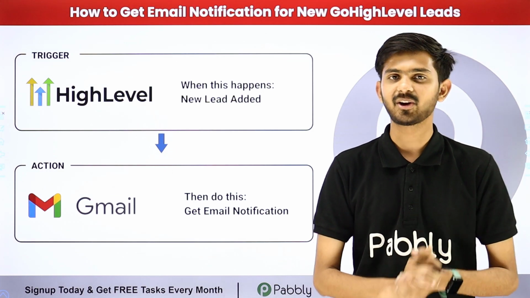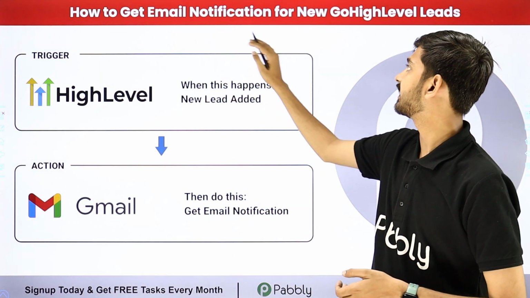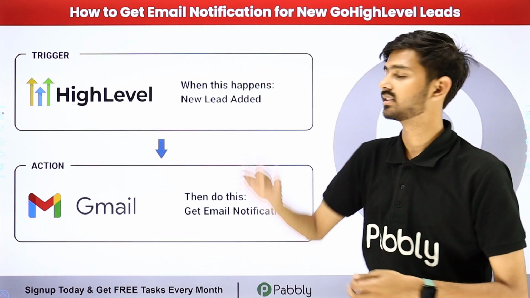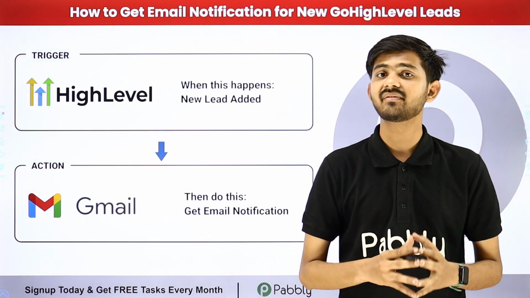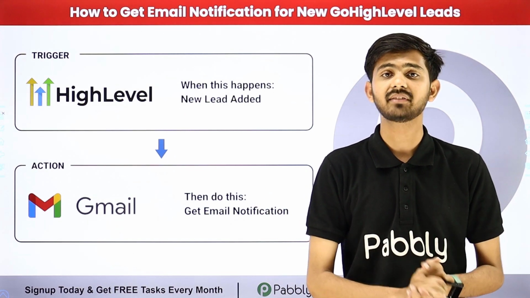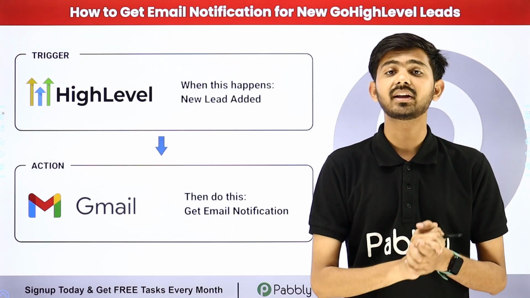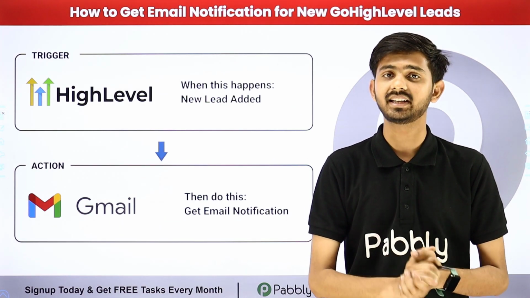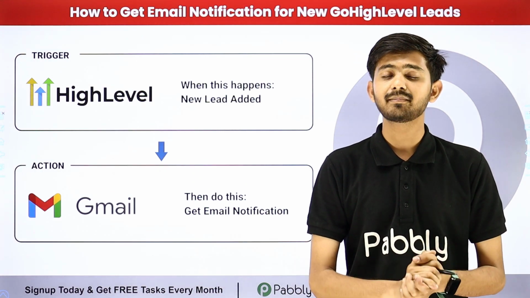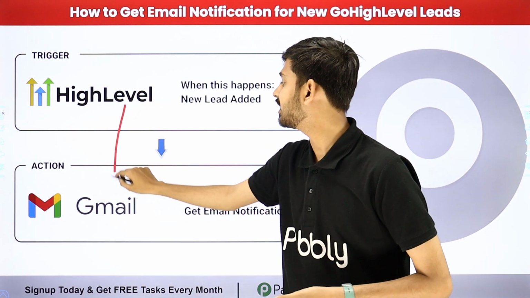Hello everyone, today our topic is how to get email notification for new GoHighLevel leads. So here my objective is that whenever I receive a new lead in GoHighLevel, I'm going to automatically capture those lead details and get an email notification with all those lead details. For that I have to build a simple connection between GoHighLevel and Gmail.